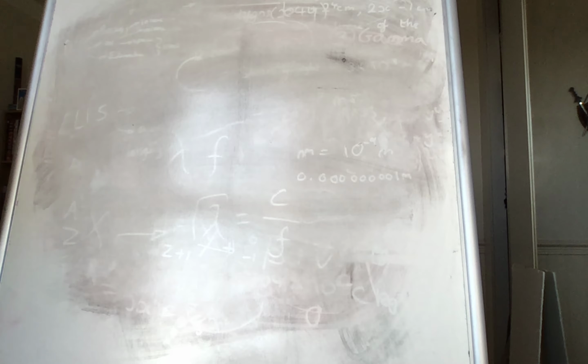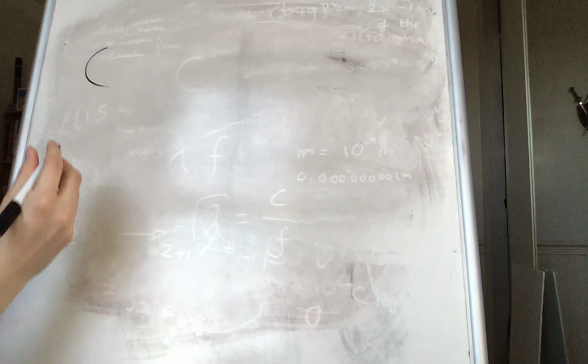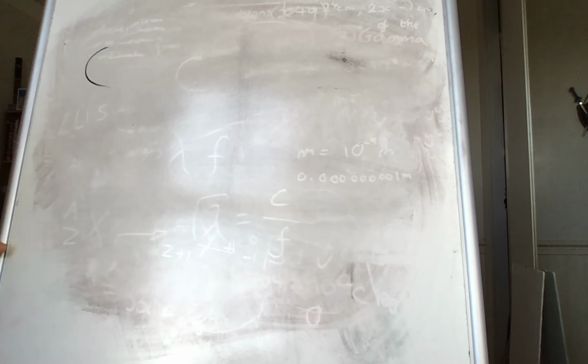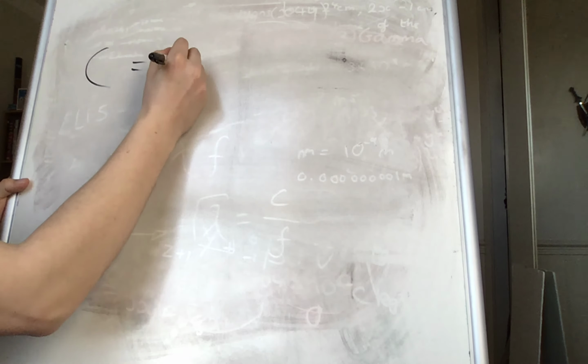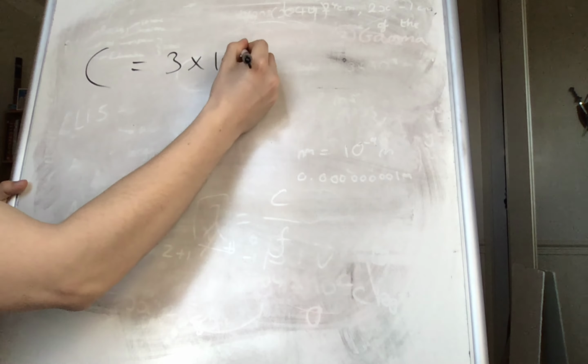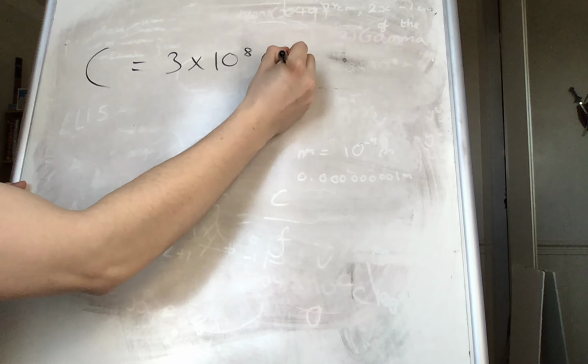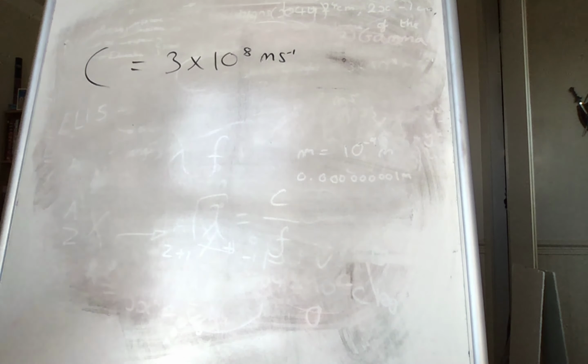In a vacuum, all electromagnetic waves travel at the speed of light, which is denoted with the letter c, and that equals 3 times 10 to the power of 8 meters per second. So it's an extremely fast property.